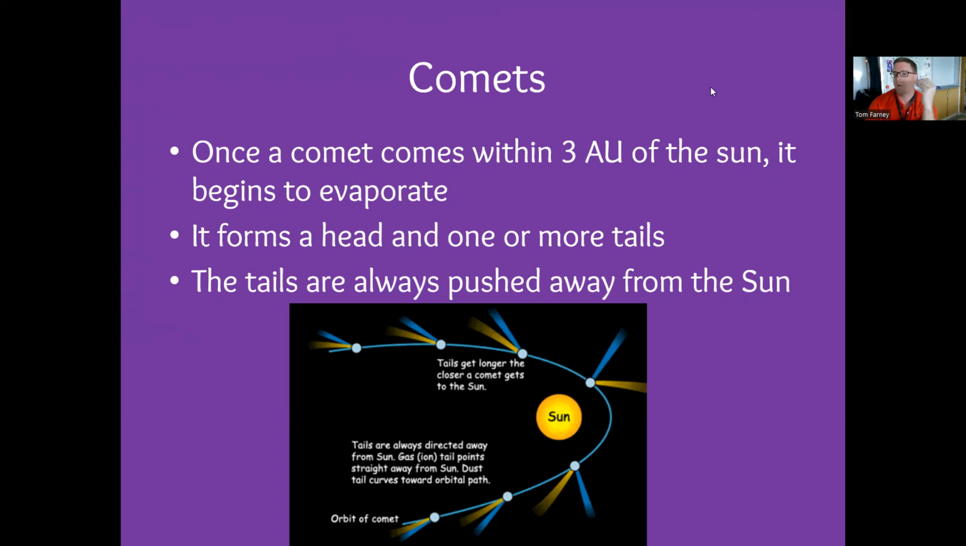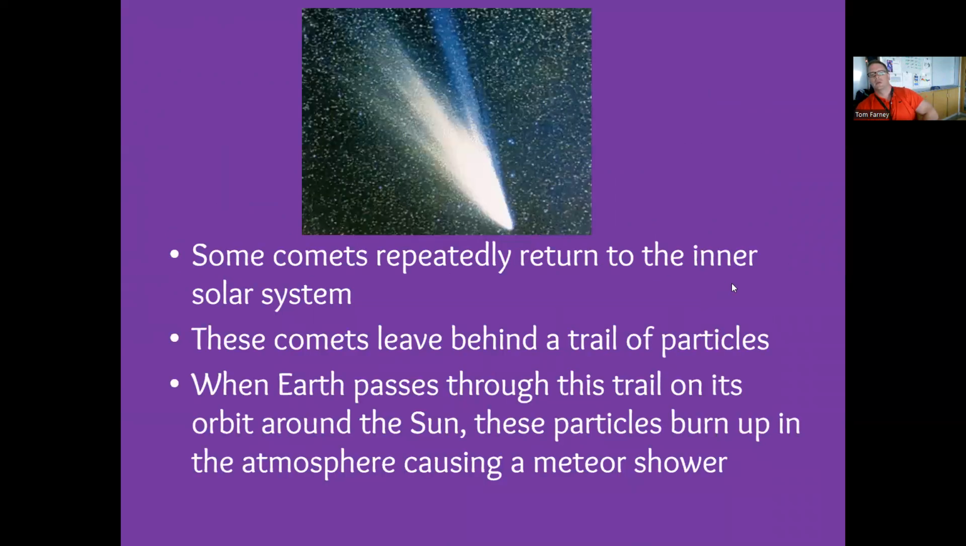What's cool is you know the direction the comet is going depending on where the tail is. If the comet's moving toward the sun, the tail will trail behind it. If the comet's moving away from the sun, the tail will get pushed away from it. So the tails are always pushed away from the sun. That's kind of a neat thing. So it almost looks like the comet's flying backwards. It's kind of like an optical illusion there.